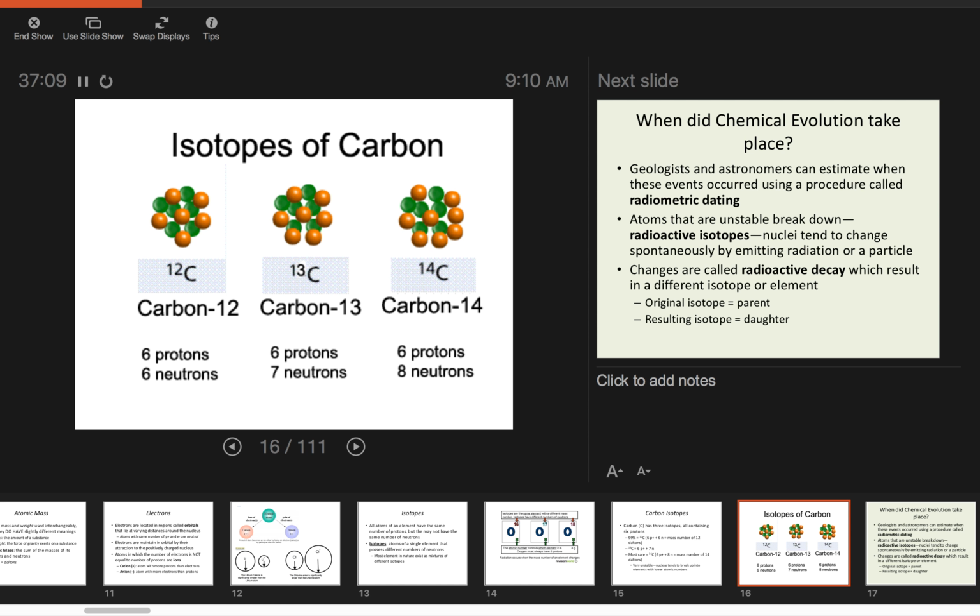Oh, so like all atoms have a minimum of 1 neutron, other than hydrogen. What do you mean? Like all atoms have a minimum of 1.